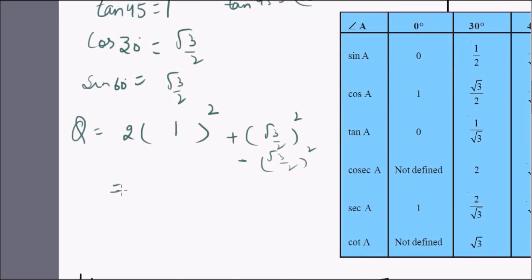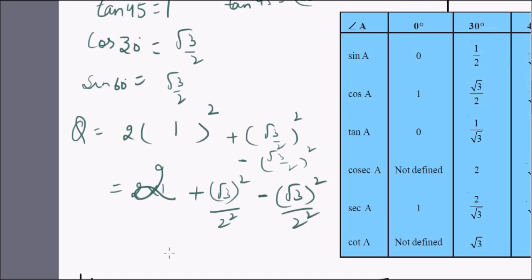So it becomes 2 into 1 square, that is 1, so 2 into 1 will be 2, plus root 3 whole square over 2 square, minus root 3 square over 2 square. So it will become 2 plus 3 over 4 minus 3 over 4. These terms get cancelled because of being of opposite signs, so we are left with only 2. So the value of the given expression is 2 as the answer.